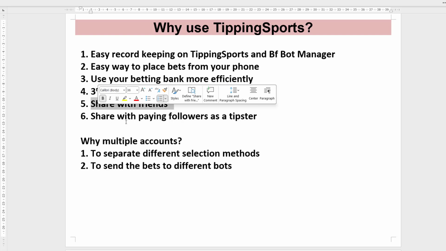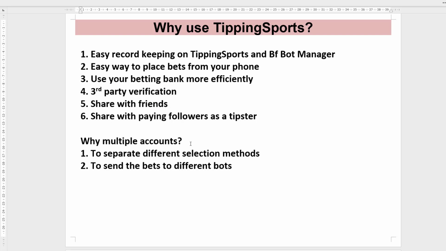It's also useful if you want to share with friends. Maybe you're developing a system together and you take turns in finding selections. You can put them up on TippingSports. You can follow each other's accounts, and then you can share out the selection finding and get them sent to both of your softwares, or if you're in a group, then to all of you. Or if you have a system that's working and you want to get it out to your followers who are using BFBot Manager, then you can share it with paying followers.